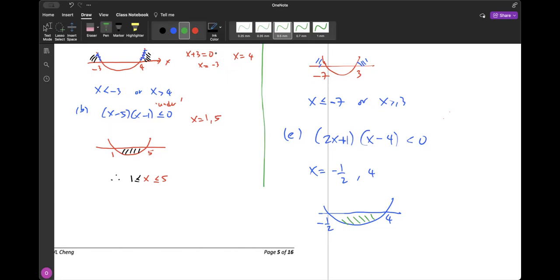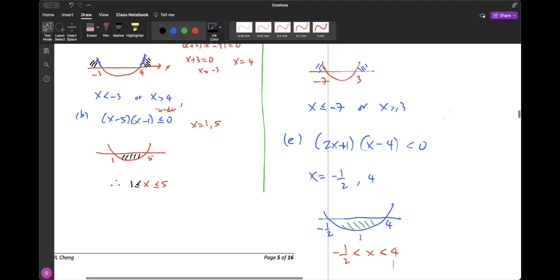How to write the answer for in between? It will be half, less than x, and less than 4. In between. Any problem for this? This one is a very useful thing. You always come out one. This is a basic. Okay, basic. Every time you do, at the end is this one.